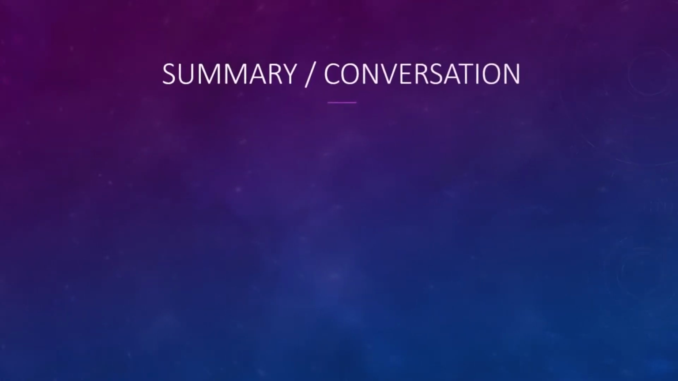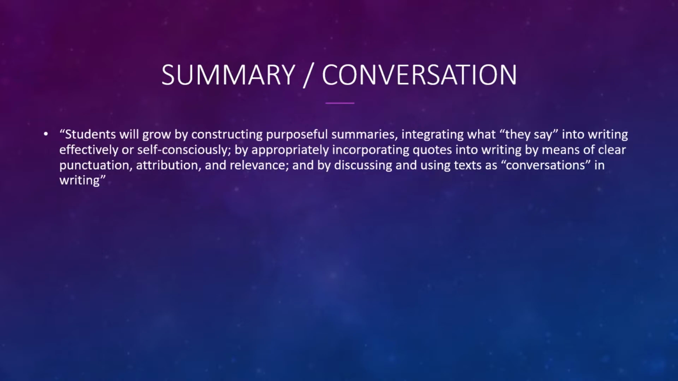Summary conversation. This learning outcome says that students will grow by constructing purposeful summaries, integrating what they say into writing effectively or self-consciously, by appropriately incorporating quotes into the writing by means of clear punctuation, attribution, and relevance, and by discussing and using texts as conversations in writing. Thus, their writing demonstrates entering into a written conversation of ideas.